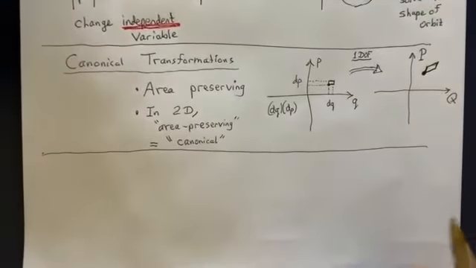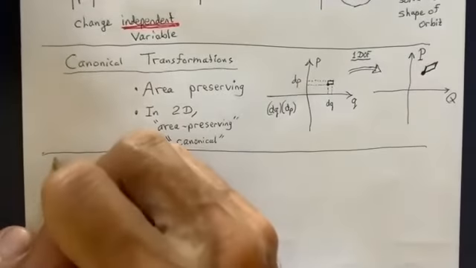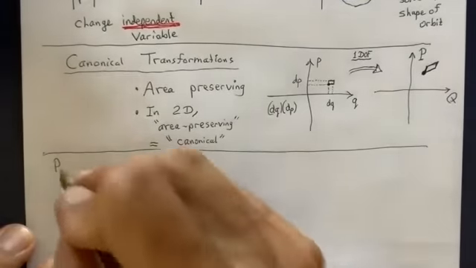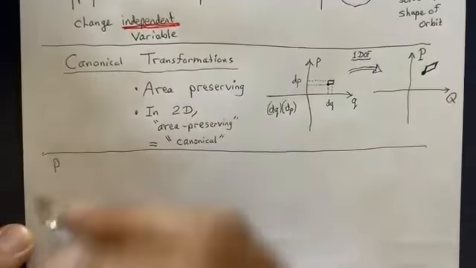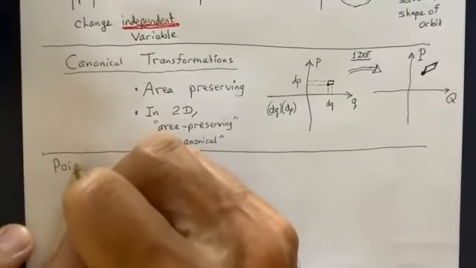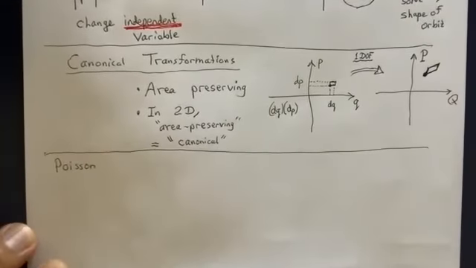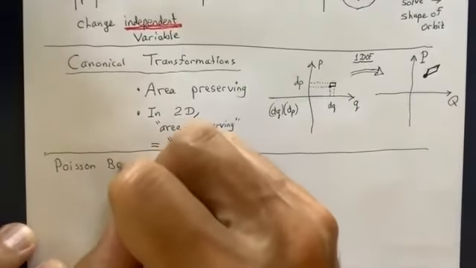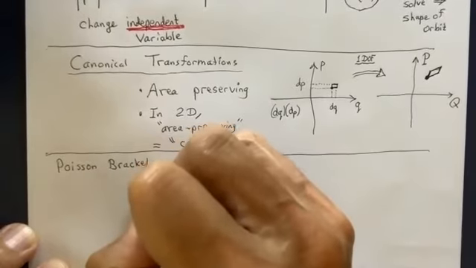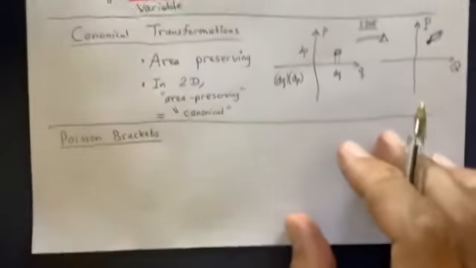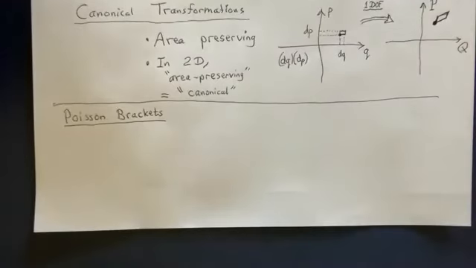Okay, Poisson brackets. If you have had quantum mechanics, you're familiar with Poisson brackets. It's okay if you have not had the quantum mechanics. I'm referring to the 137 course. Poisson brackets. Okay, so let's appreciate what's going on here with Poisson brackets.